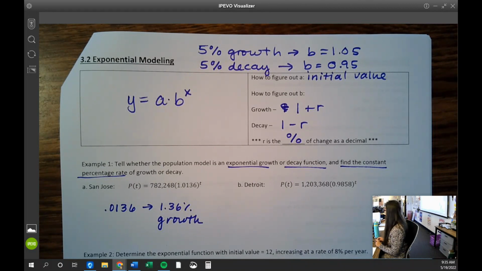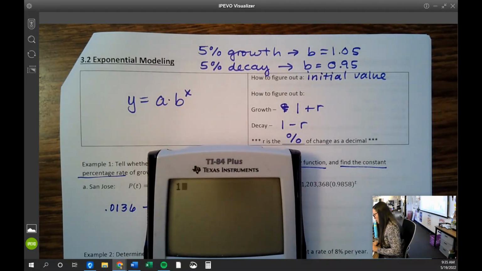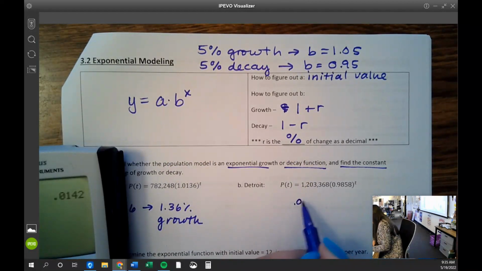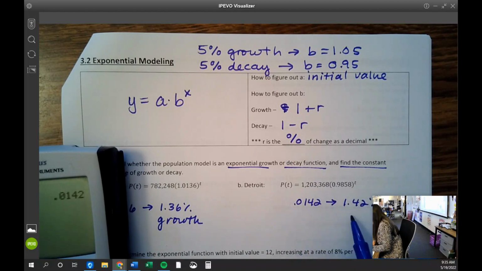Okay, Detroit population. B is less than 1, which means that this is decay, right? So I'm going to do 1 minus 0.9858 to figure out what that difference is. Okay, so 0.0142 means 1.42% decay.